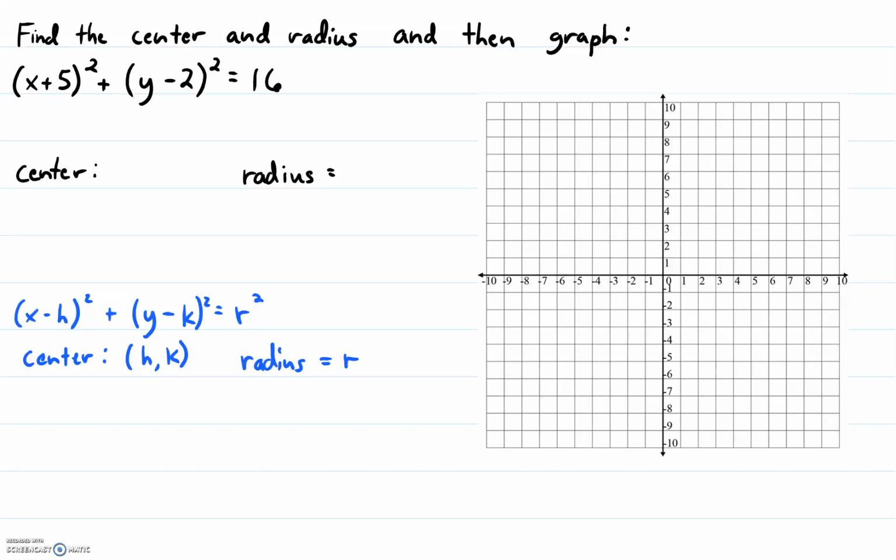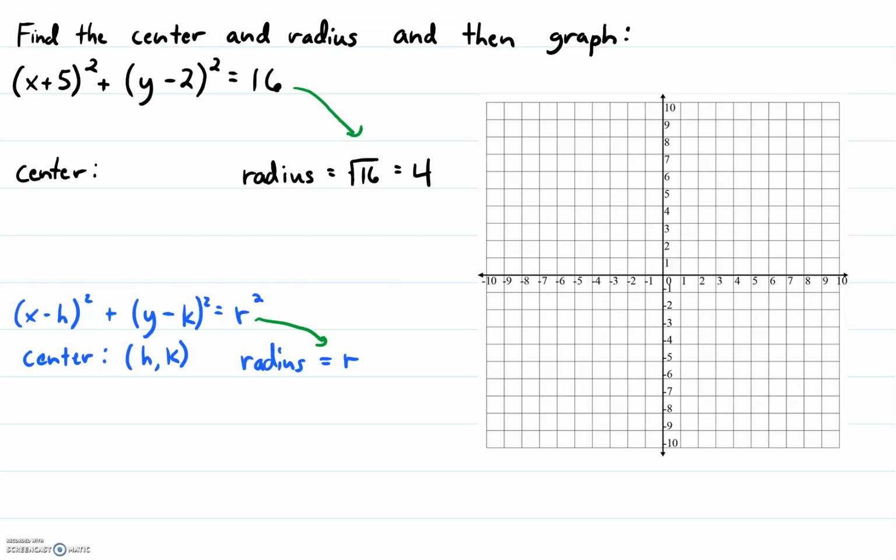Because as you can see, all we did was take the square root of the number on the right-hand side of the equal sign, and that's the exact same thing we'll do here to figure out the radius of our particular example. So our radius is going to be the square root of 16, which is 4.